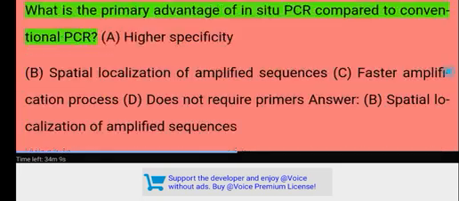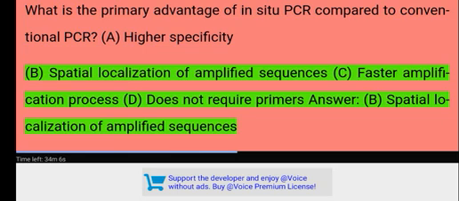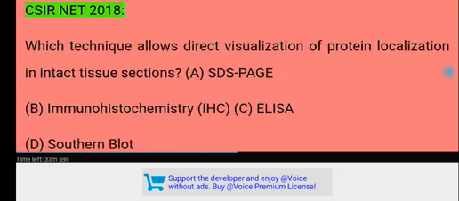CSIR-NET 2020. What is the primary advantage of in situ PCR compared to conventional PCR? A. Higher specificity. B. Spatial localization of amplified sequences. C. Faster amplification process. D. Does not require primers. Answer: B. Spatial localization of amplified sequences.